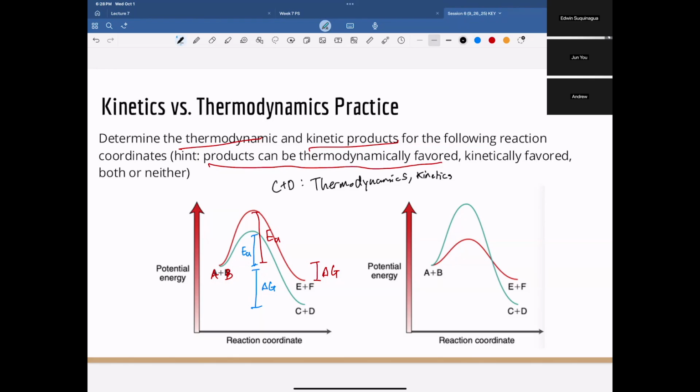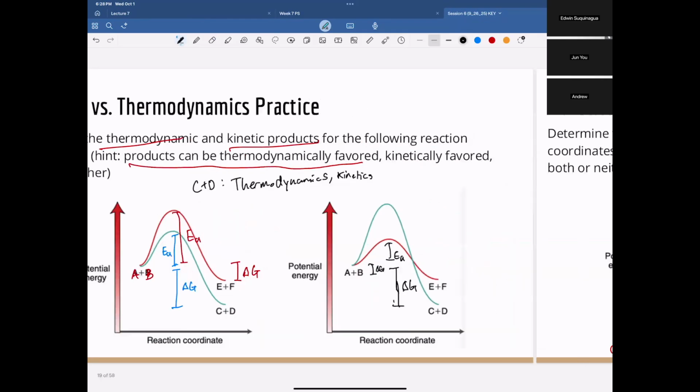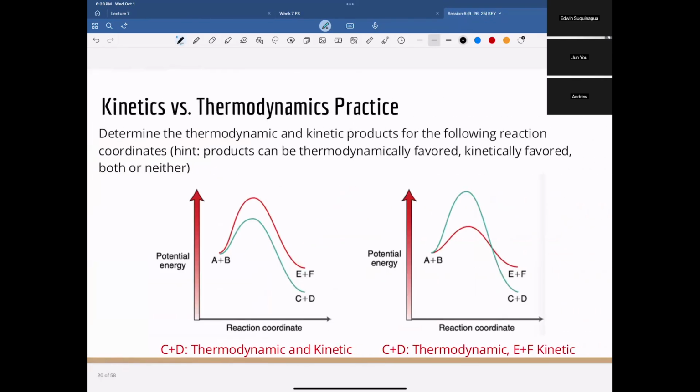The C and D are thermodynamically favored, there's a bigger gap between A and B and C and D. Yeah, right here. That's very true. So yeah, C and D would be thermodynamically favorable. Do you have an answer for the kinetics? E and F would be better because that's lower activation. Yep, precisely. It's lower activation energy, so that's the answer. It's pretty simple, right?